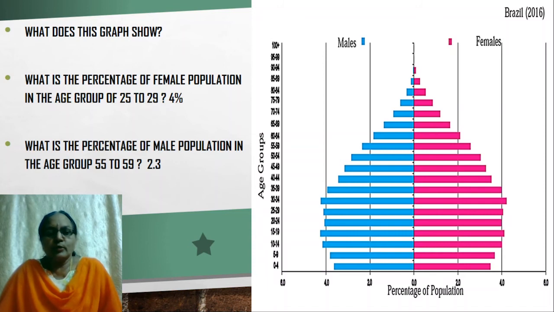So, let us come to a question. What does this graph show? This graph shows the age and sex population of Brazil for the year 2016.